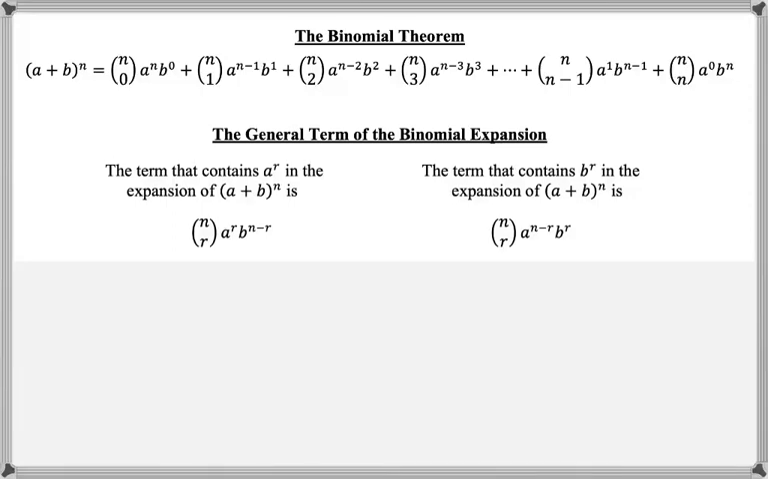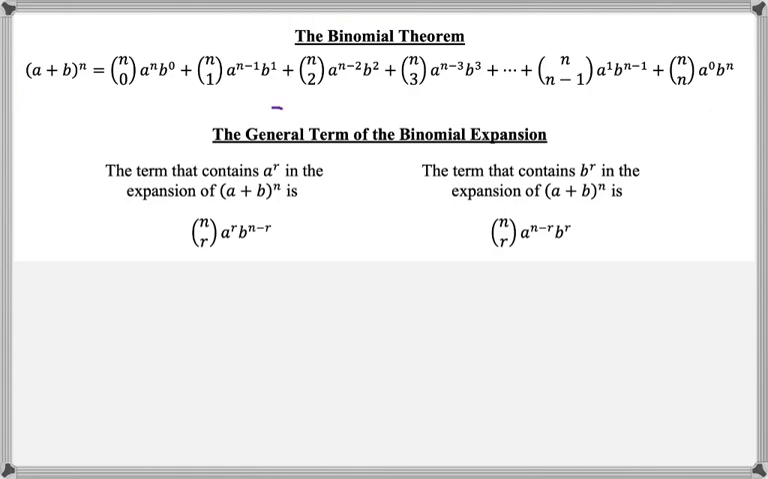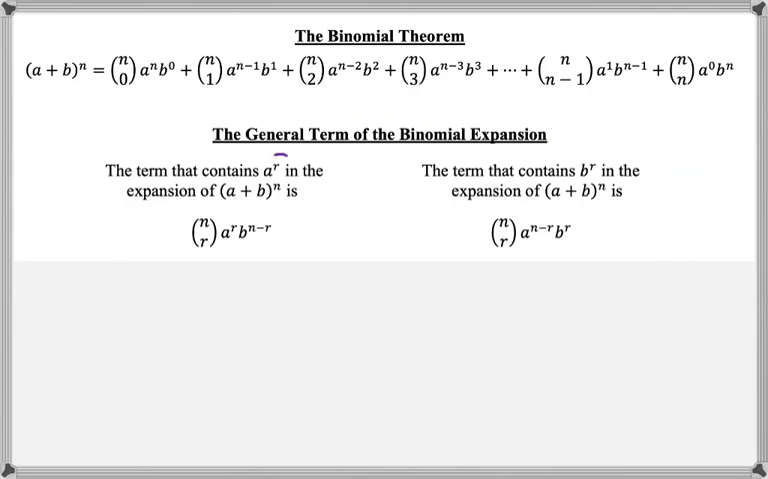On the previous questions, we were using the binomial theorem to list out multiple terms of a binomial expansion. However, they're not always going to ask us to list multiple terms. Sometimes they're going to ask us to list a specific term, and that's where these formulas come in. So if they're asking us to list the term that contains a to the r, we would use this formula.